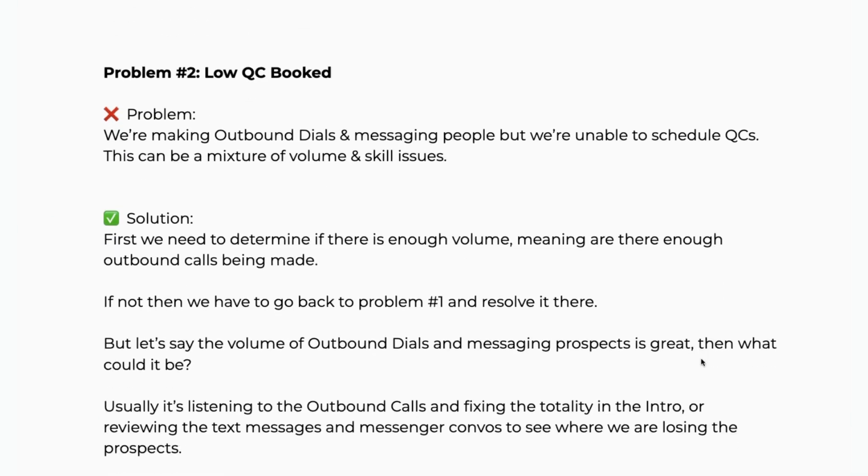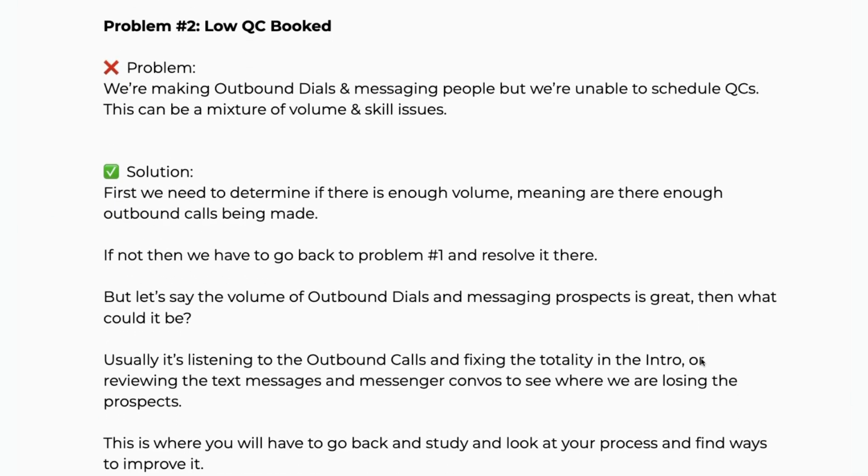So what is problem number 2? Problem number 2 is low QCs being booked. That is low quick chats being booked. So what's going on is that we're making tons of outbound dials. We're crushing it. And we're messaging people and talking with people and having conversations. But unfortunately, we're unable to schedule quick chats. Right? Now, this can be a mixture of volume and skill.